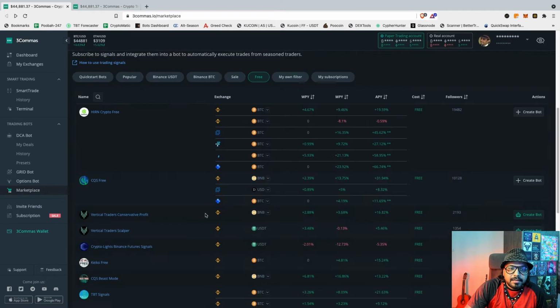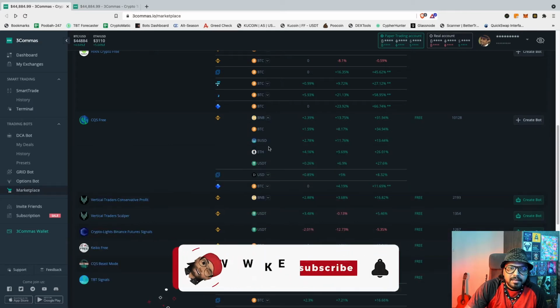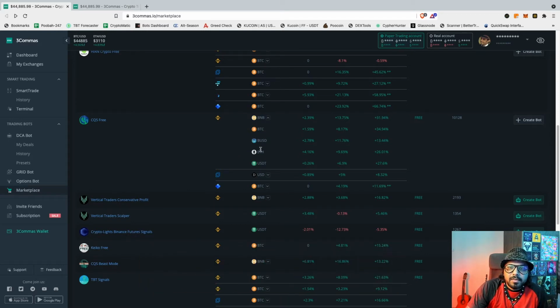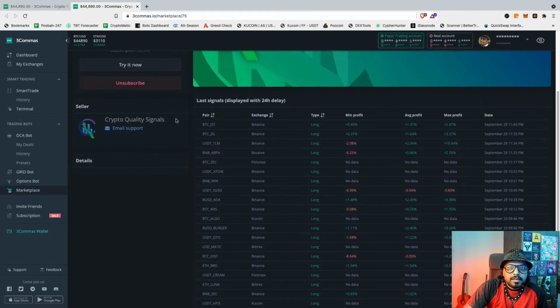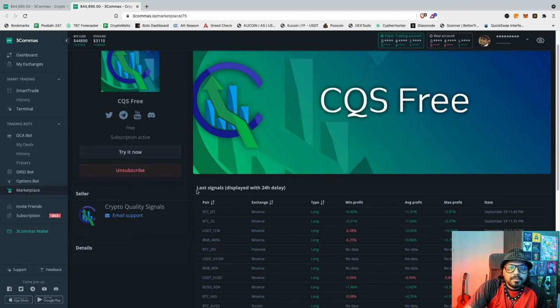Besides just USDT, CQS also supports BNB pairs, BTC, BUSD, and Ethereum, which is great. You can run your BTC bots, you can run your BNB bots, BUSD to avoid the fees, Ethereum as well, which is pretty cool. Anyways, going back to the bot, this is where the bot is. You subscribe to it. I've already subscribed.